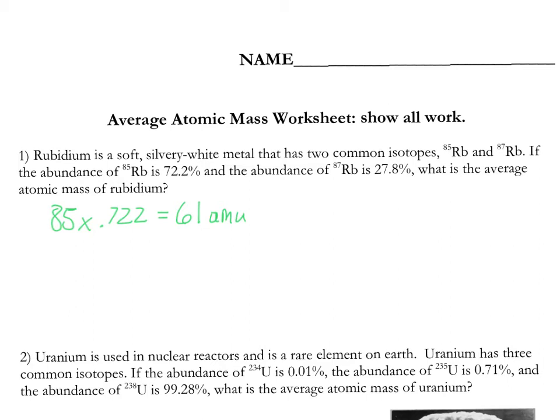Now we're going to take rubidium-87 and multiply the 87 times 0.278. This gives us 24 AMU. The next step is to take both of these and just add them together. Based off of our sig figs, this comes out to be 85 AMU. So the average atomic mass of rubidium would be 85 AMU.